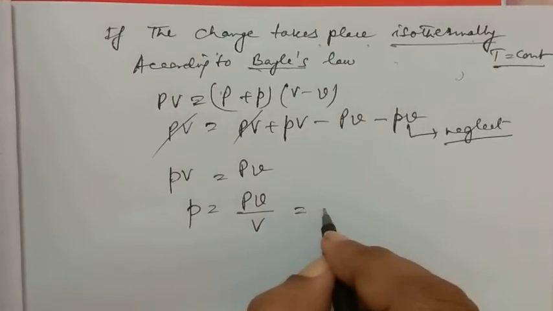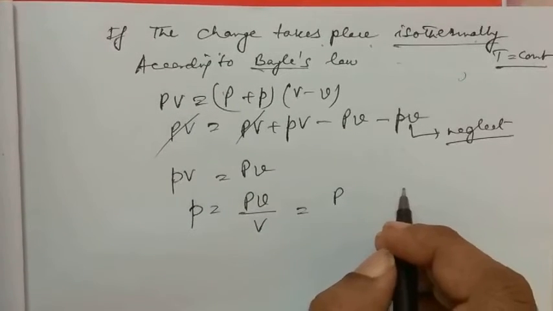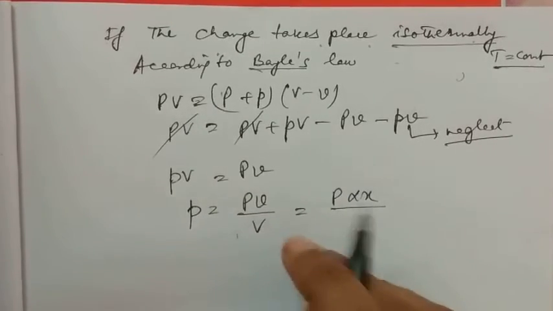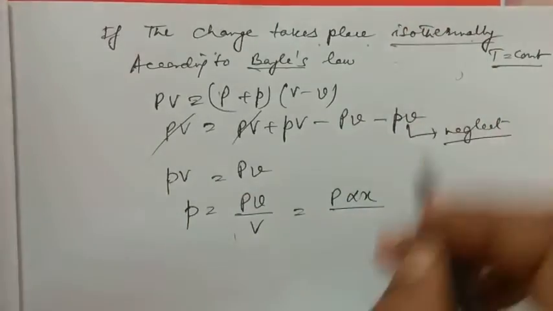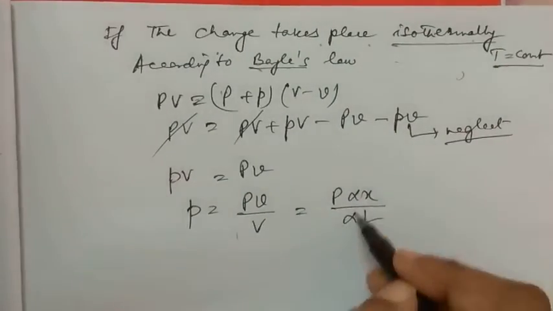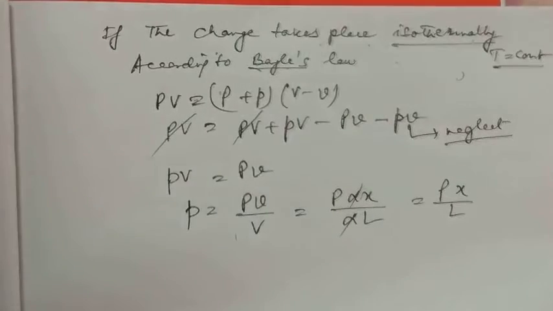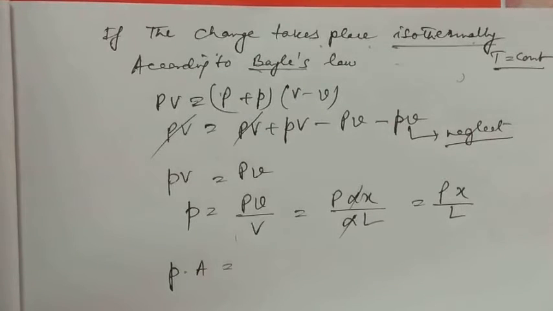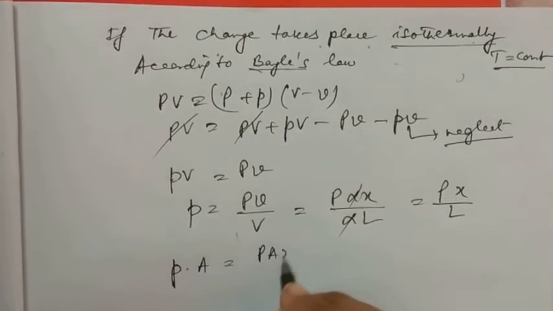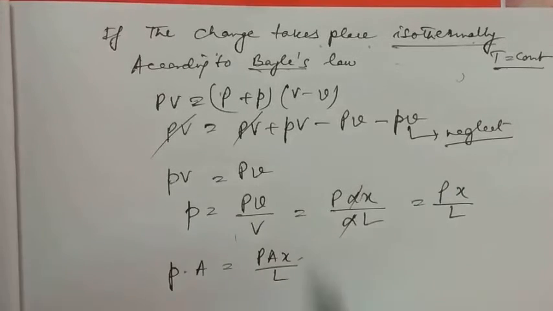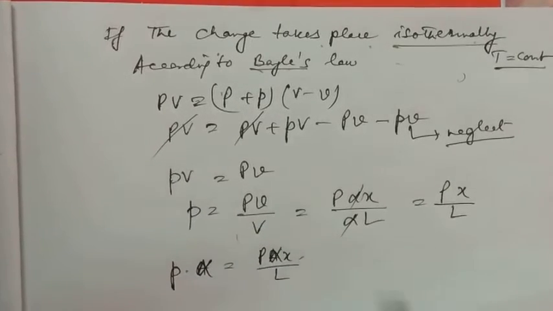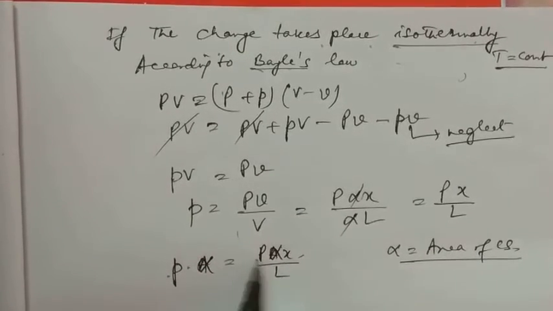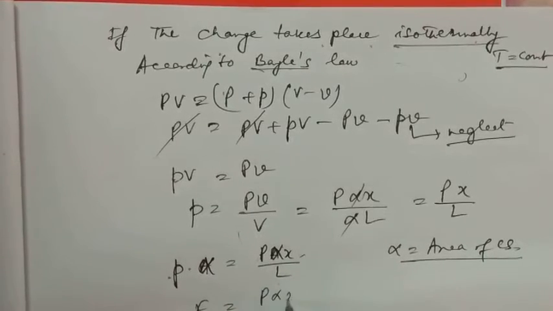Now what is V? If we take the area of cross section of the cylinder to be alpha, then small v is alpha into x, and for V, the volume of the whole cylinder, the length was L, so it was alpha L. Alpha gets cancelled, and small p becomes Px by L. Now pressure into area becomes the force, so the force is P alpha x by L. Alpha is the area of cross section.